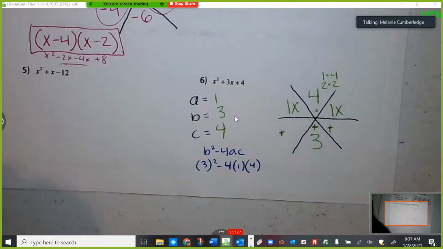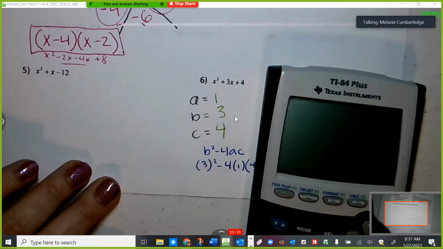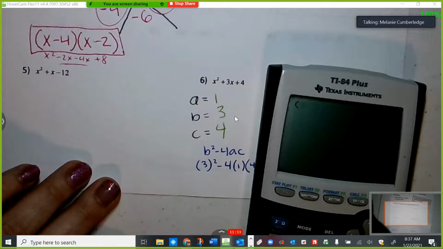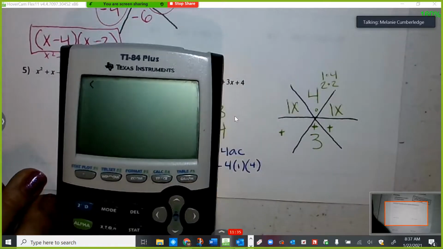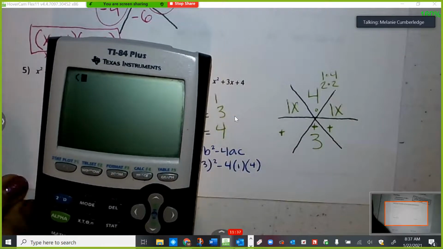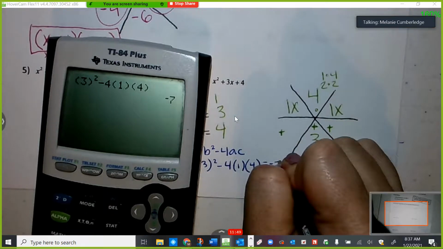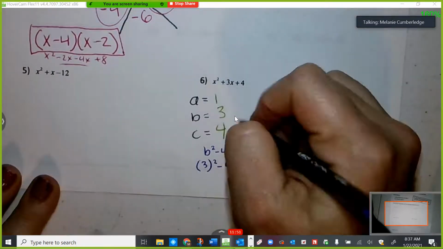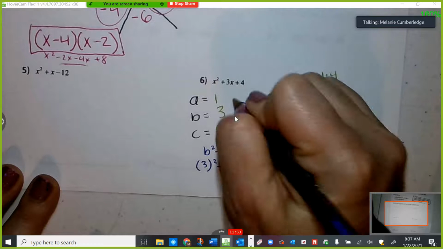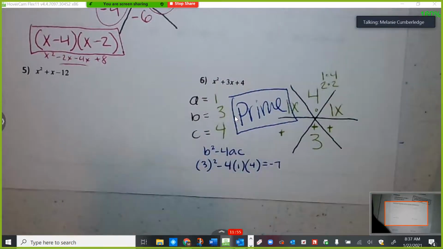Y'all, this is the only calculator I have, but your calculators do this too. So we're going to type it in just like this. I recommend you do use parentheses because if it's negative, it just helps everything work out. And that equals -7, which is not positive and it's not a perfect square, therefore this is prime. It is not factorable.